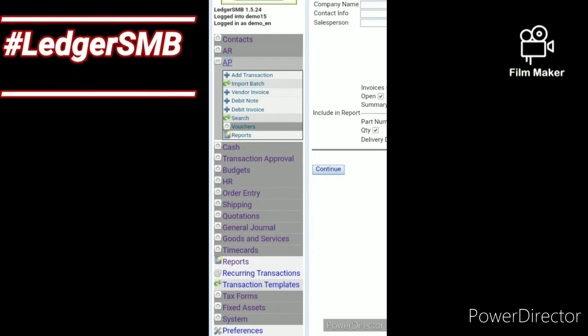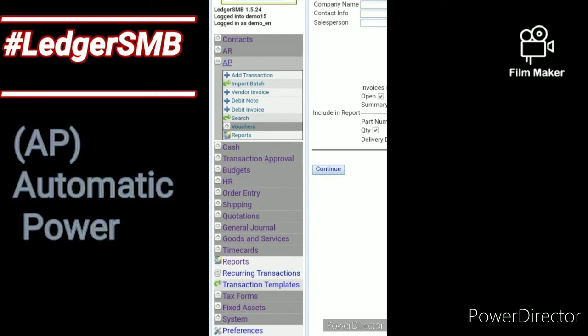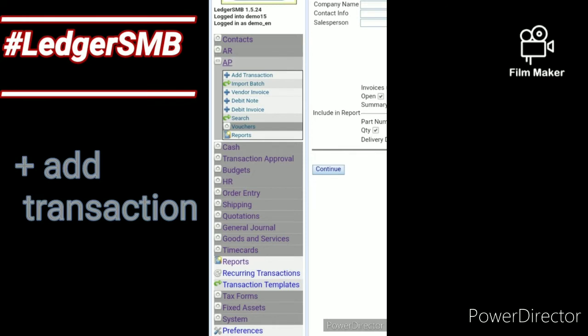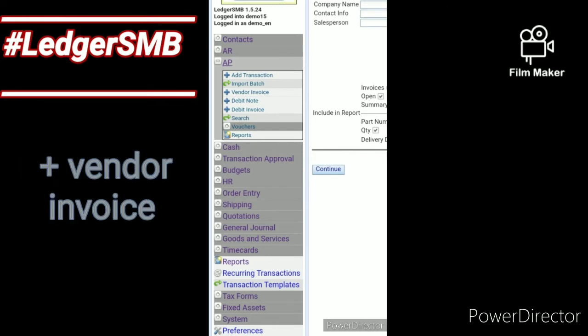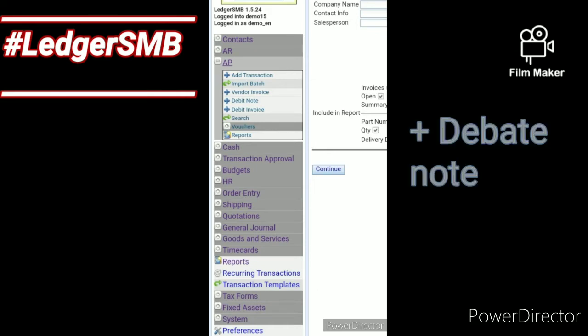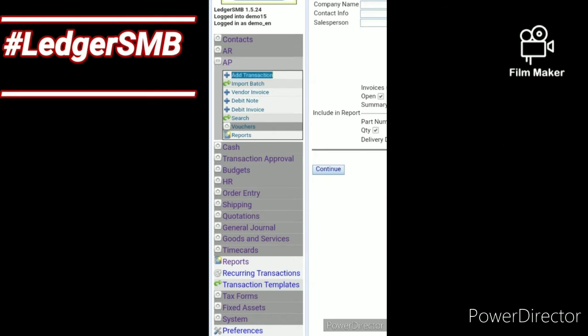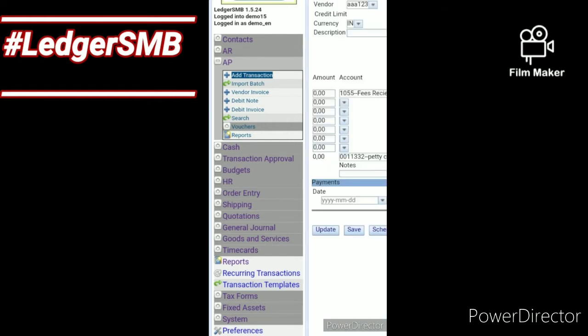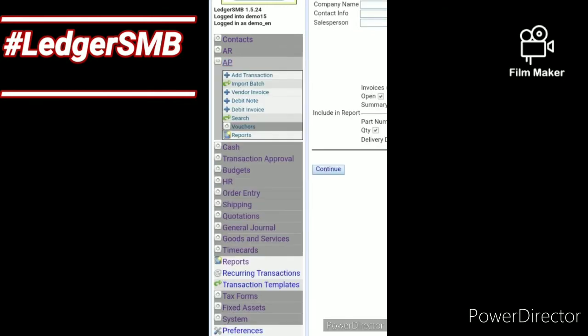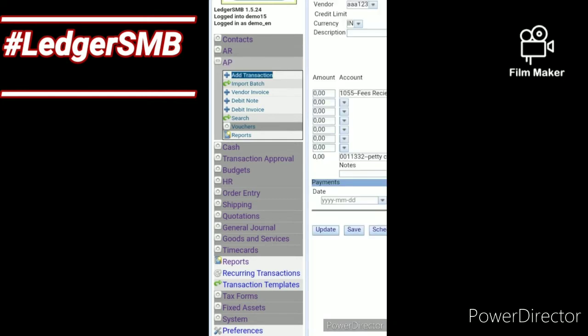The category of AP or accounts payable are transaction addition, batch import, vendor invoice, debit note, debit invoice, search, voucher, and reports. Many turn to enterprise resource planning or ERP tools with automated accounts payable to utilize the same capabilities of solutions and level up their business values.